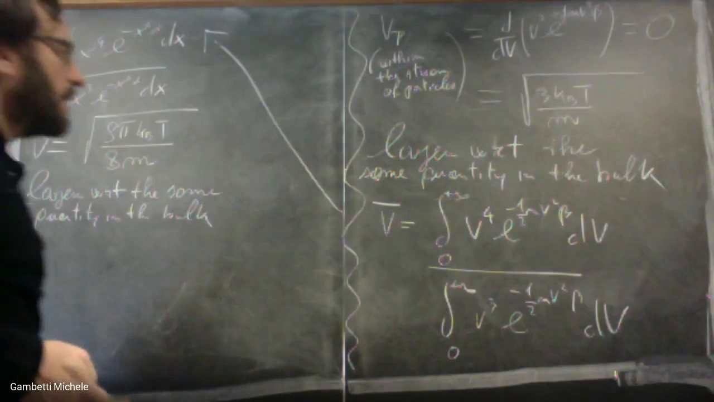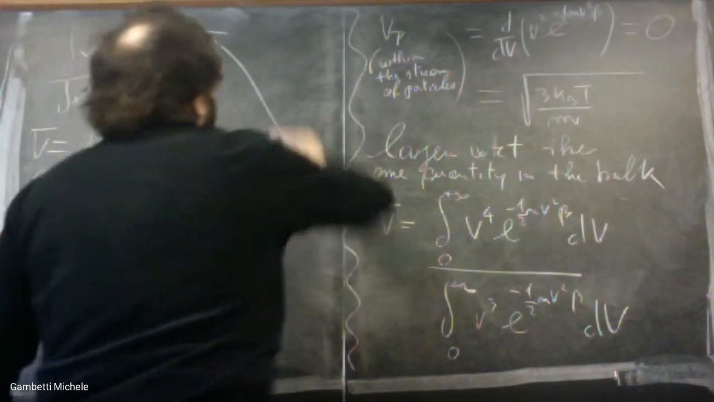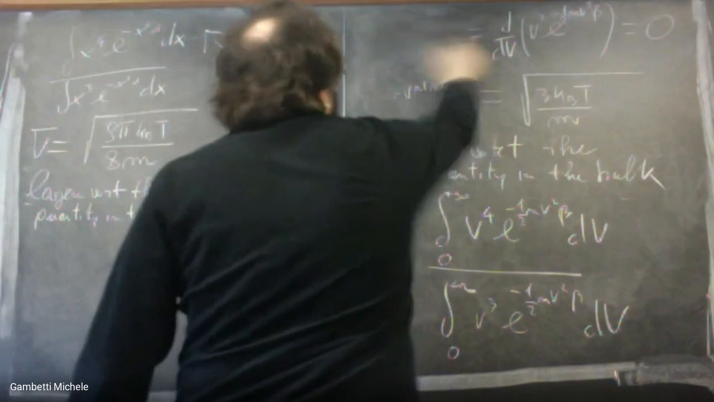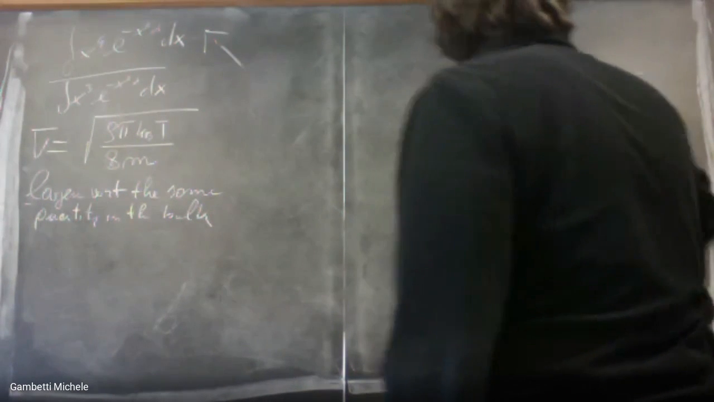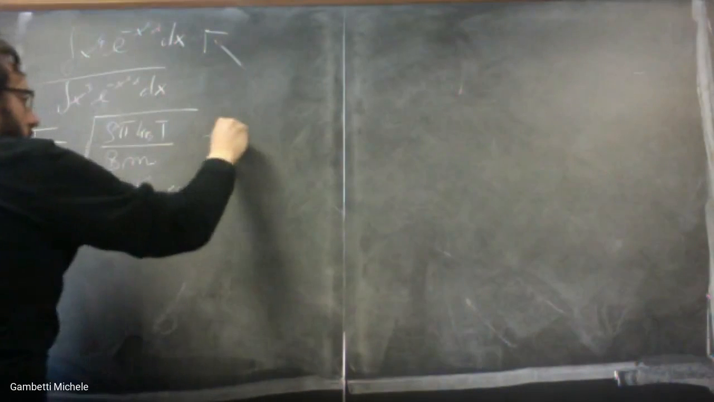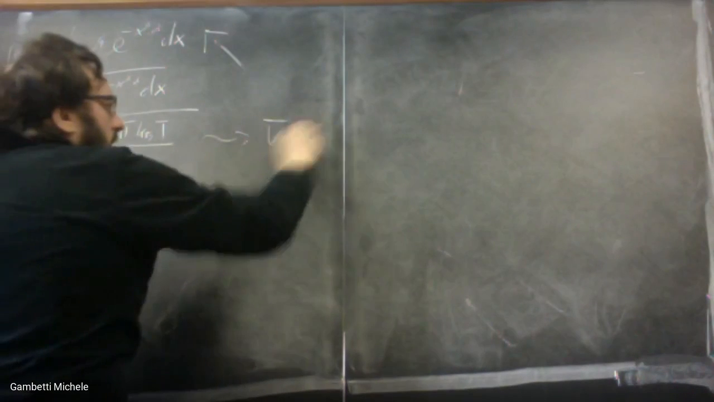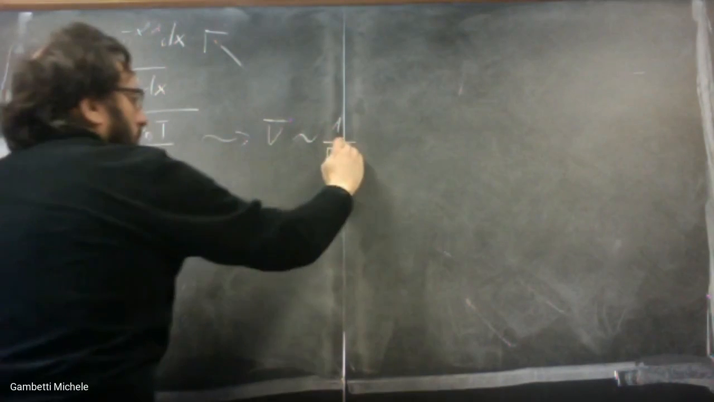And in particular, there is also a name for this law that I do not remember now, it's not so important. But as you can see, I have a scaling here. For instance, for what concerns the velocity, the average velocity scales as 1 divided by the square root of the mass of the particle. Of course, at fixed temperature.